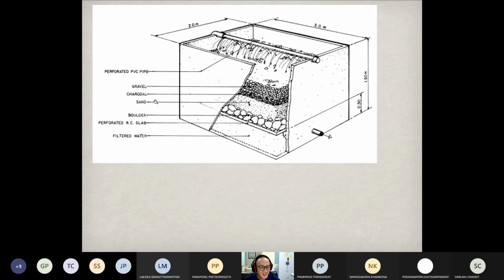Here you can see there are three different types of media used in these filters, but the most commonly used is sand. Gravel and charcoal depend on the type of water or on the design, but mostly sand is the major filter media used in general.